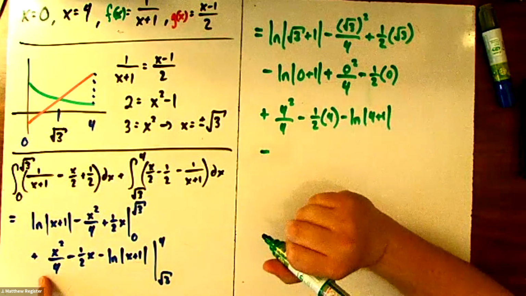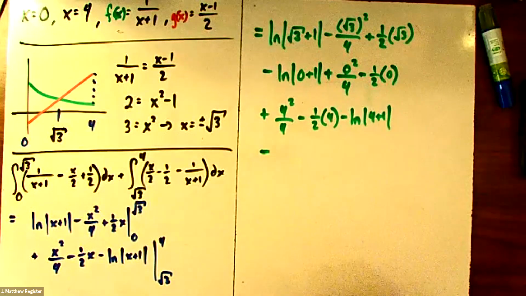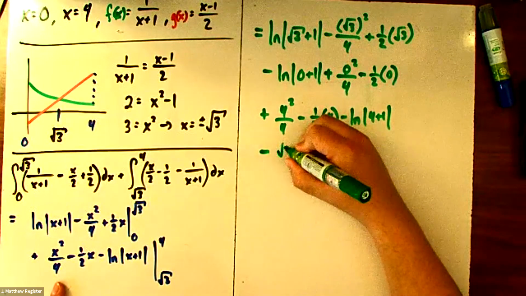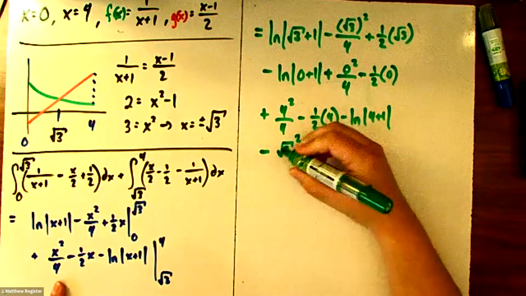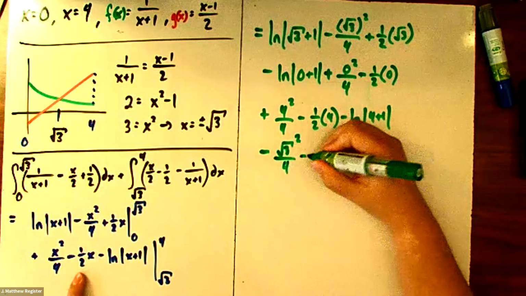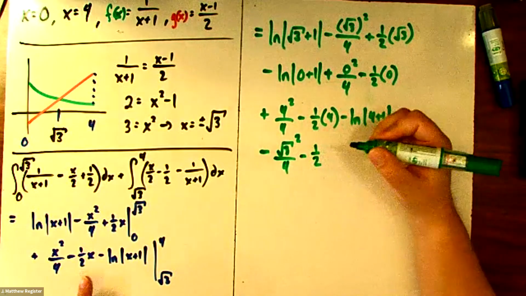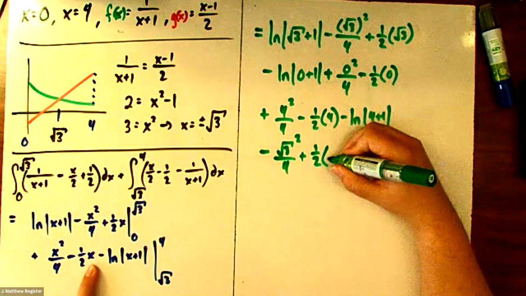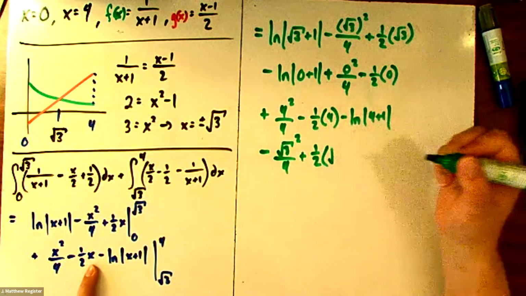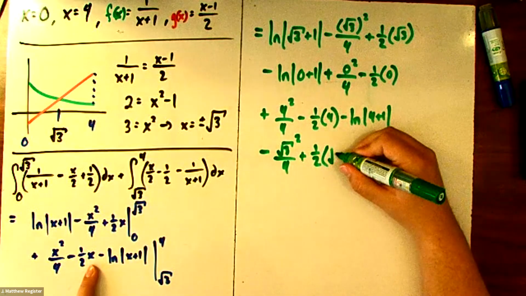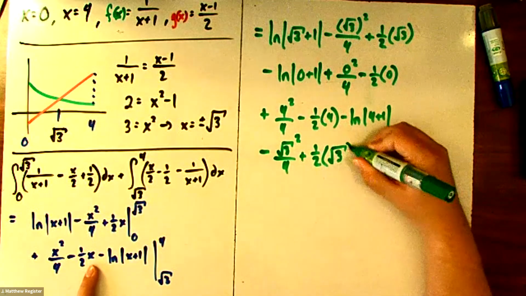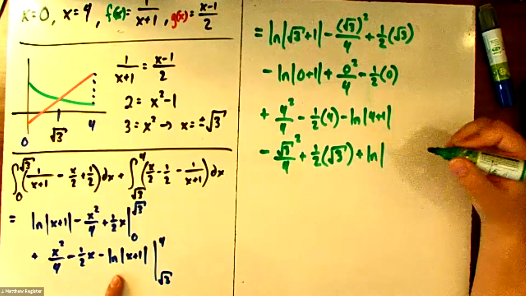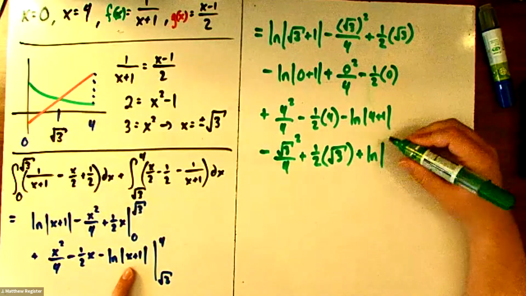And then we have to subtract all of these evaluated at the square root of 3. And so it's going to be the square root of 3 squared over 4 minus 1/2 of the square root of 3. But now it's a plus. Always be careful with those signs. Those signs throw everyone off. Plus square root of 3. And then it'll be a plus the natural log absolute value of square root of 3 plus 1.